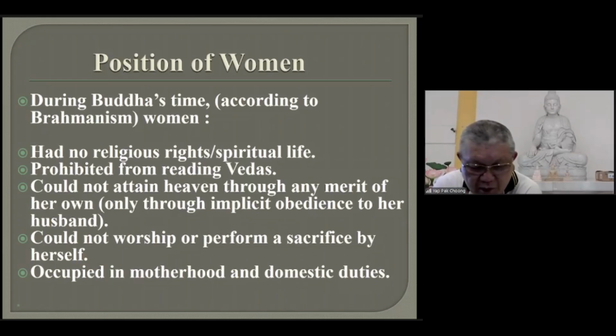And then spiritual-wise, they say, woman, you cannot gain enlightenment unless your husband helps you and shares merit with you. See? That's according to Brahmanism. They were not allowed to read the Vedas. You see, the Vedas, the sacred books of the Brahmins.